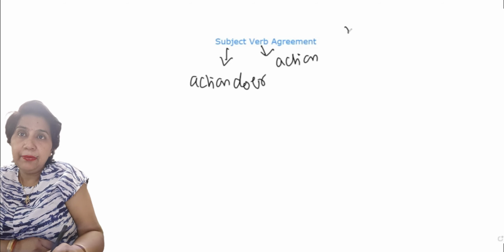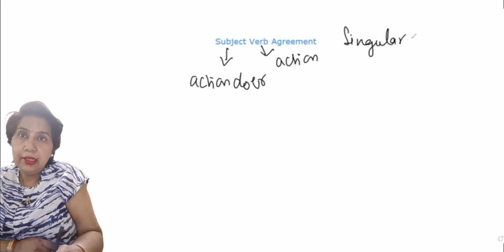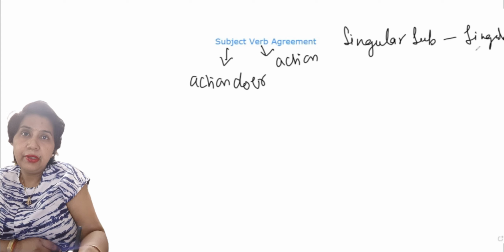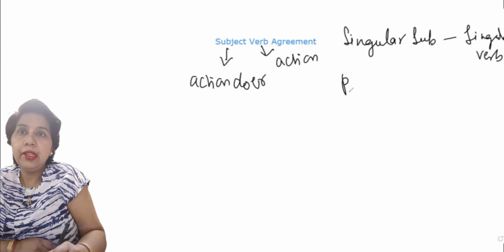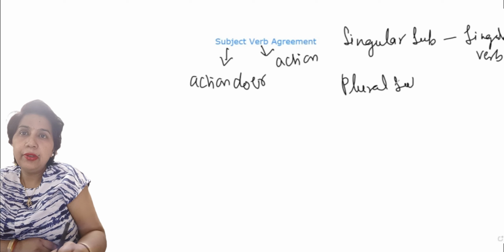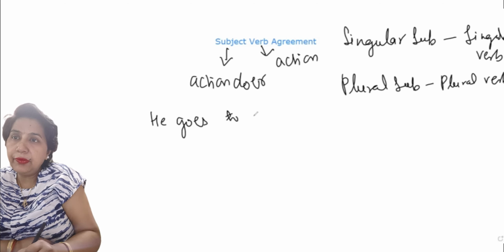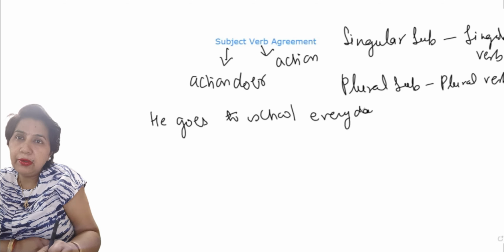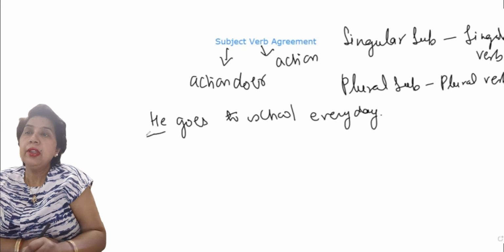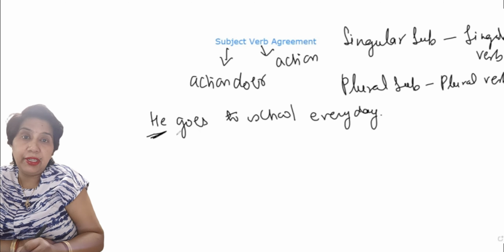It means that singular subjects will take a singular verb and plural subjects will take a plural verb. For example, if we say, he goes to school every day. Now you know that he is the subject, right?